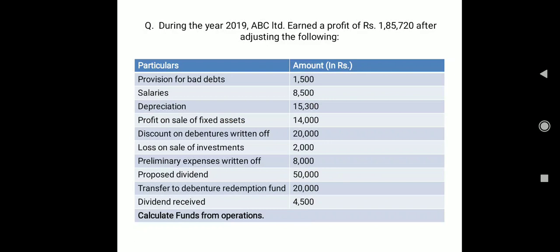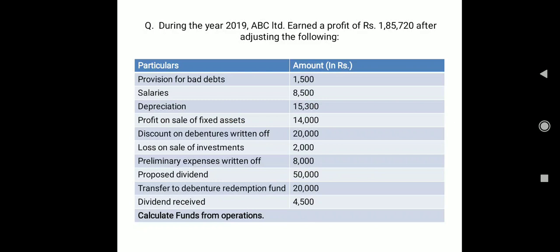Okay, so they had the profit of 1,85,720, and to calculate that net profit in your profit and loss account, they have considered these following items. Out of these items, we have to find out which are non-cash and which are non-operating items, and then we have to decide whether we are going to add it back or deduct it from the given profit.